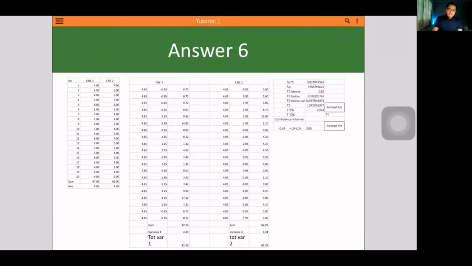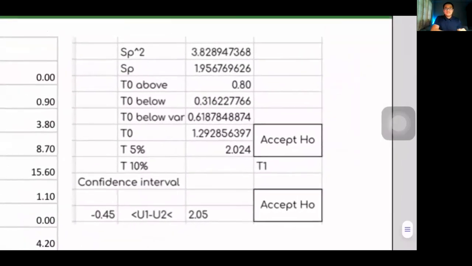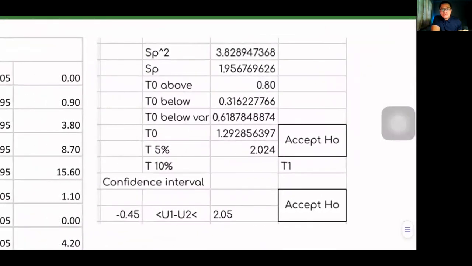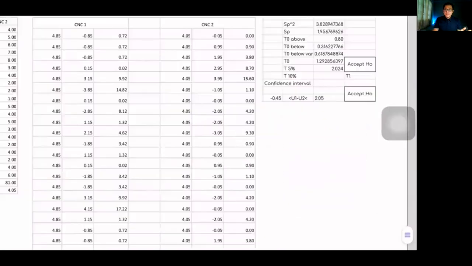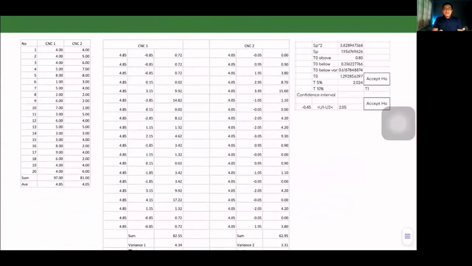As you can see, I'm just going to increase this section a bit, and our T0 is 1.29285.6397, which you can actually simplify to 1.29. Okay, a T5, because it's only 5%, is 2.024. So therefore, you need to accept H0. As you can see, I didn't write any evaluation there. What you're looking at on your screen right now will merit you half marks to get past, right?